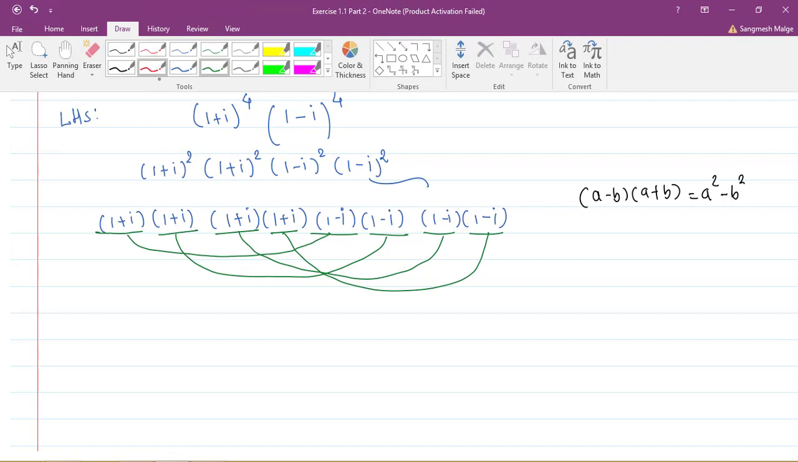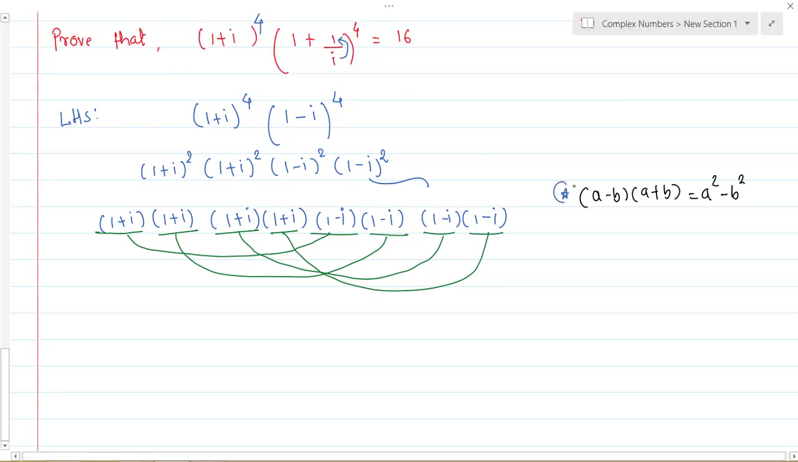Okay, and if I use this expansion, what will I get? For 1 plus i and 1 minus i I will get 1 square minus i square, first part. Then for the second pairing again 1 square minus i square. For the third pairing again 1 square minus i square, and the fourth pairing again 1 square minus i square. Okay, so I hope it is clear.